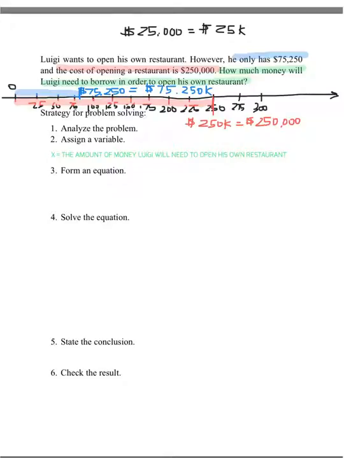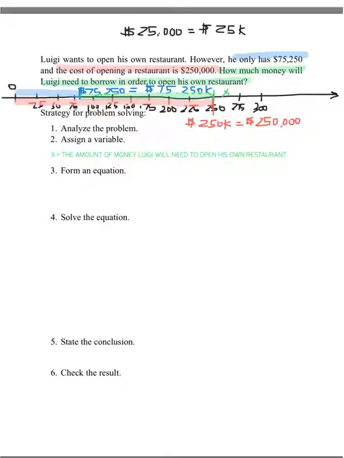Now the question is, how much more money will Luigi need to borrow in order to open his own restaurant? Well, that's going to be the difference between the two. So currently, he's at the 75.250K mark, and he needs to get all the way up to the 250K mark. So what he needs is all this stuff right here. And that's what we labeled to be our variable x.